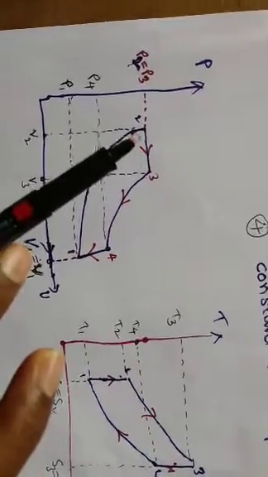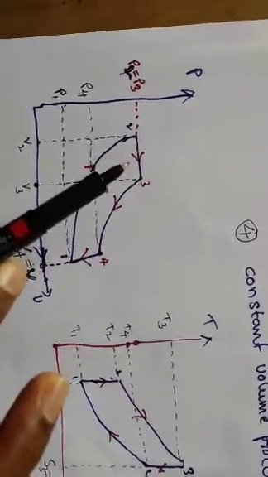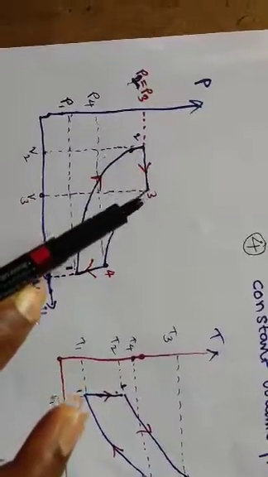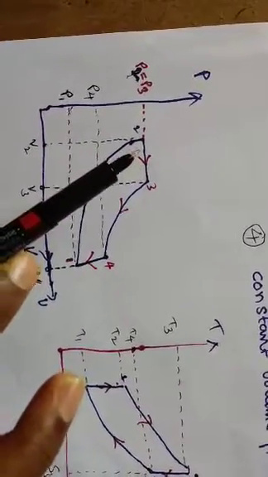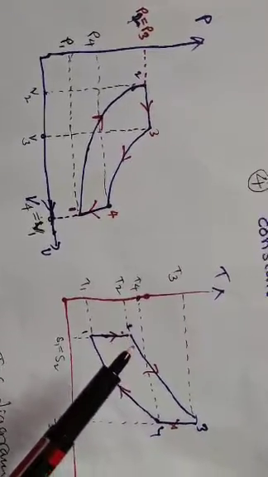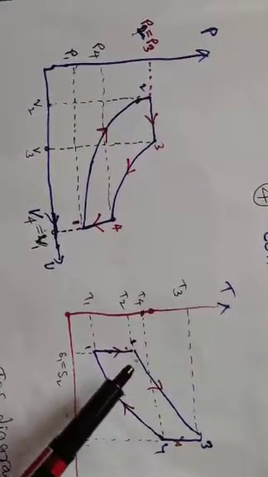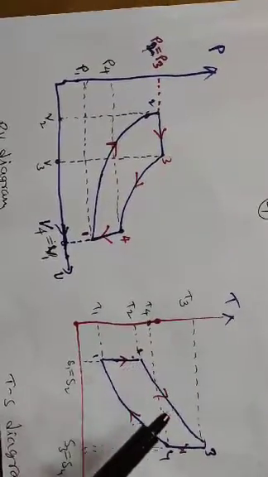Let us see the second process. The 2 to 3 process is a constant pressure process. In the PV diagram it is a straight line, so it should be a curve in the TS diagram. See, in the TS diagram, 2 to 3 is a curved line, because 2 to 3 is a constant pressure process.